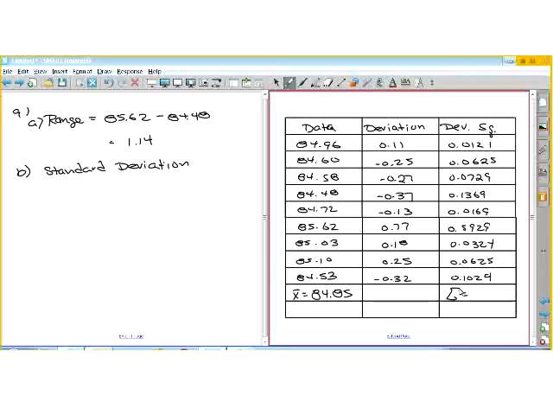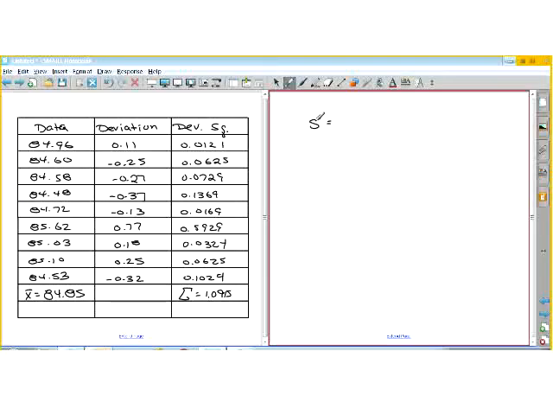1, 2, 3, 4, 5, 6, 7, 8, 9. Okay. Just checking the numbers. And so the summation becomes 1.0915. And so the standard deviation is equal to the square root of the summation of x minus x bar squared over n minus 1. So we already know what the numerator is. That's 1.0915. And we have 9 data points, so we take 9 minus 1, which is 8. So we take 1.0915 divided by 8.